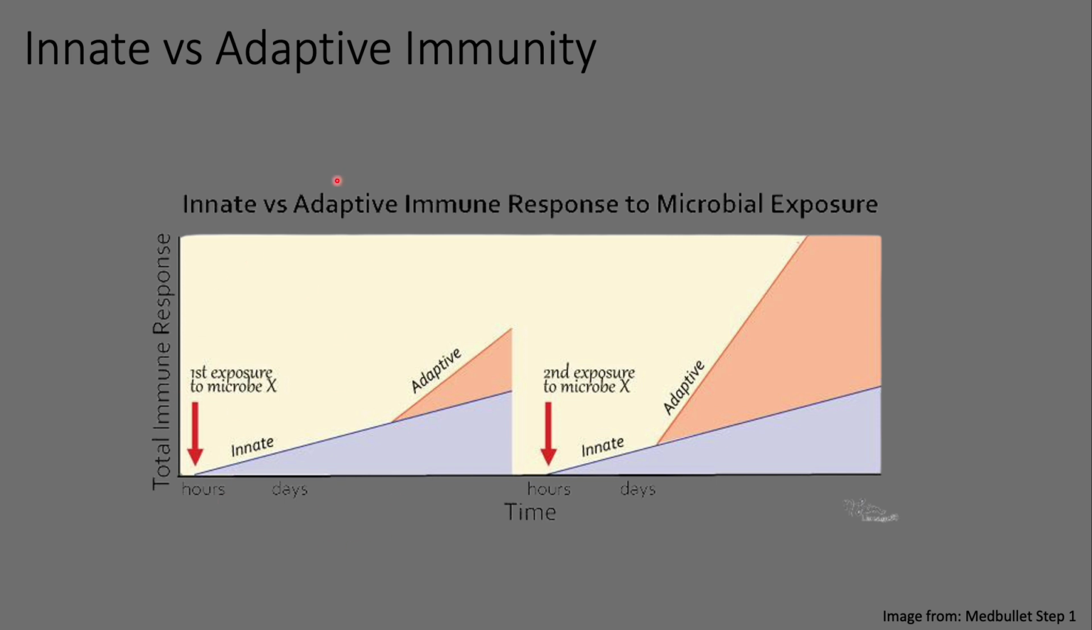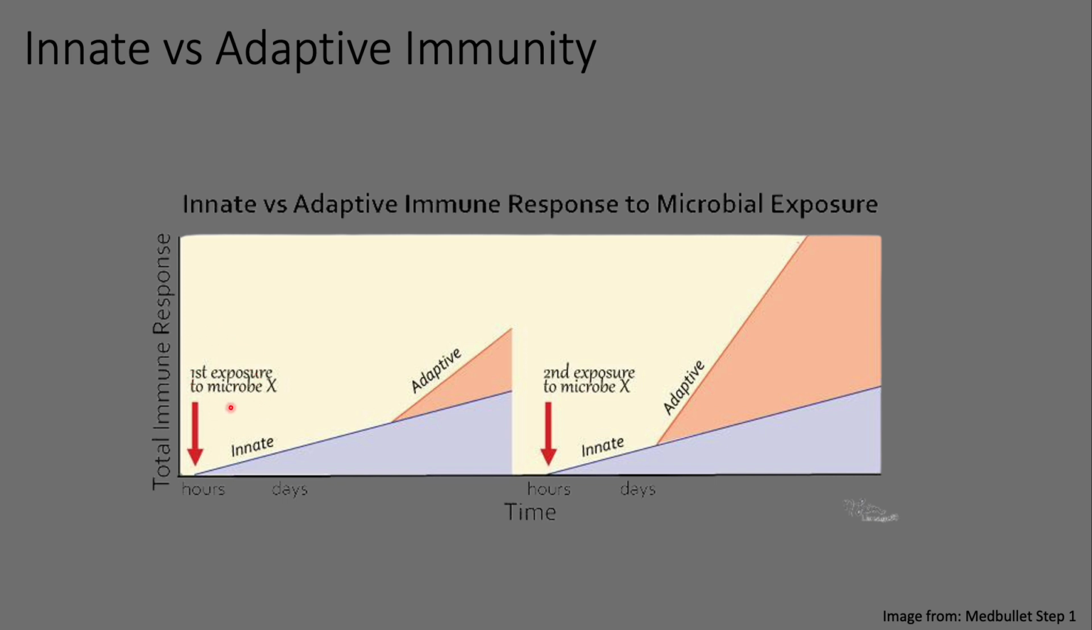So let's look at this graph here. We have time on our x-axis, plotted against the total immune response. We're going to look at what happens with our immune system when we are first exposed to some sort of microbe, something that will make us sick. So here, let's look on the left side.